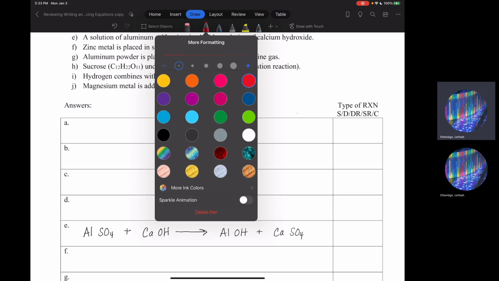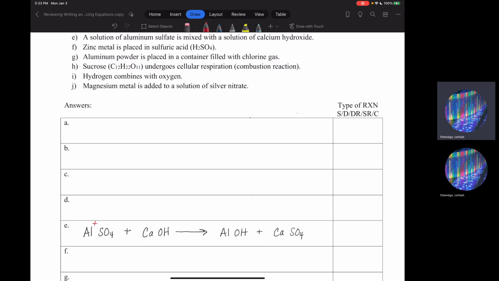Let's write these formulas correctly. So we have aluminum. Aluminum is going to have a +3 charge. Remember, it is in group 13 along with boron, so they are all +3. If you take a look at the charge of sulfate on your polyatomic ion sheet, I'm hoping that you would see that it's -2. Calcium is a group 2 element, so it's going to be +2. Hydroxide, a polyatomic ion, is going to be -1. On the other side, we have aluminum that is still +3. We didn't change anything. Hydroxide still -1. Calcium is still going to be +2. And sulfate is going to be -2.